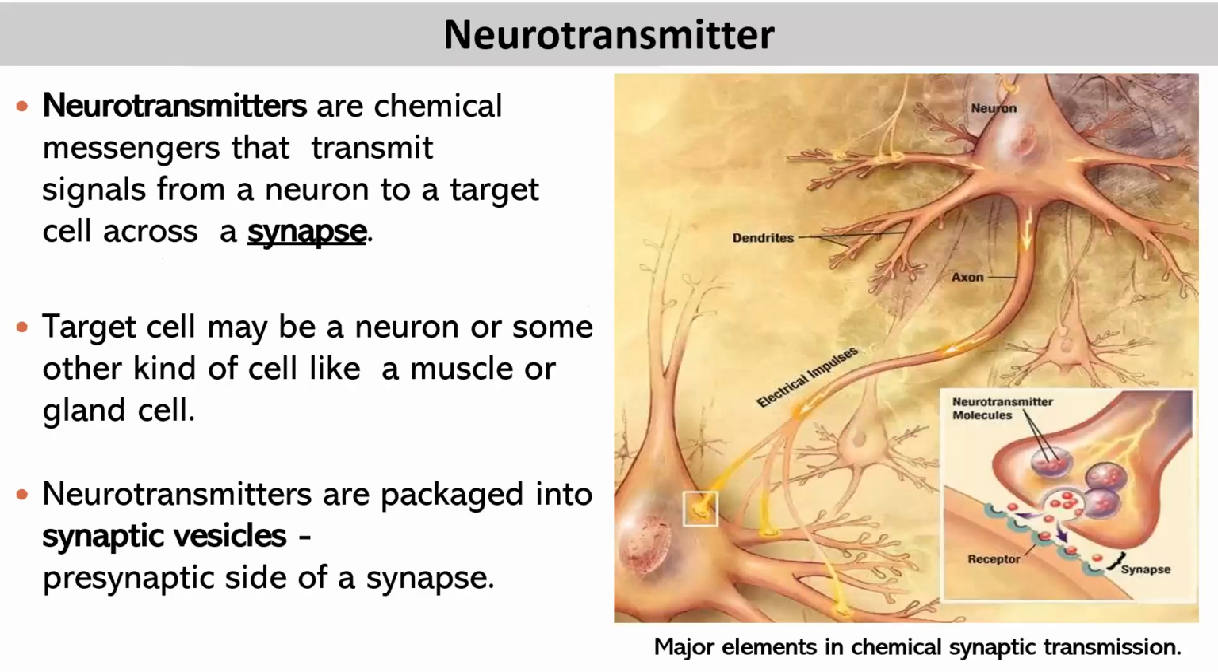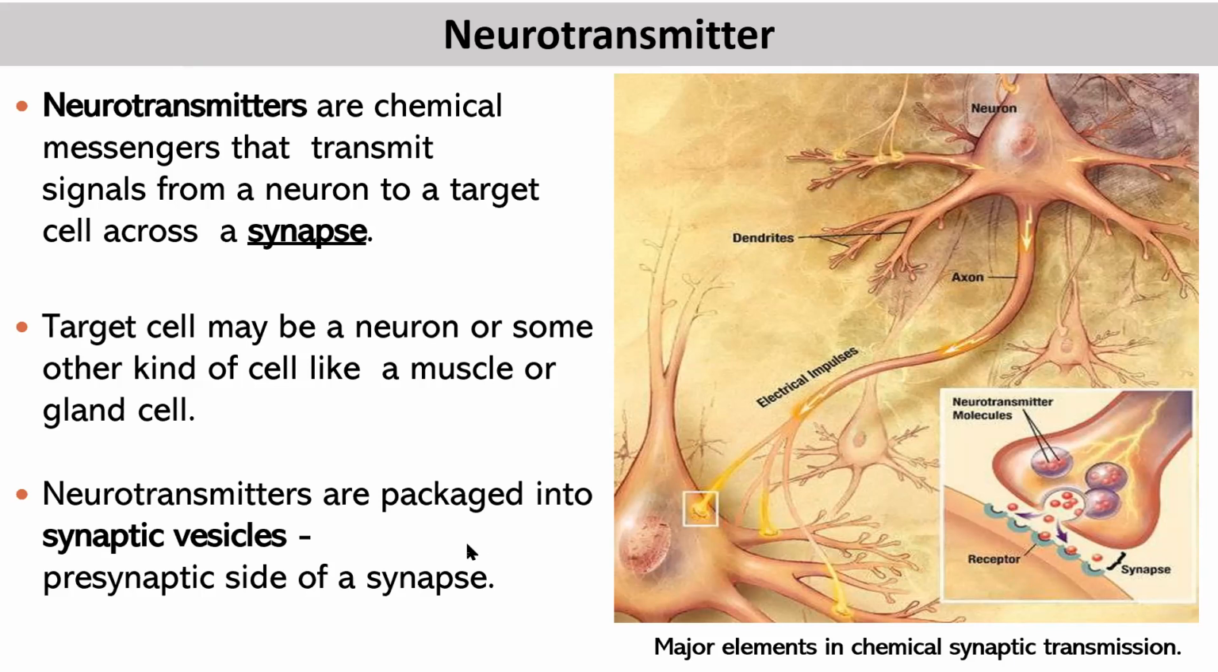Then comes the neurotransmitters. Neurotransmitters are chemical messengers. What they do is they transmit signals from a neuron to a target cell across a synapse. So that's the interesting thing. And you can see the synapse, there's this little gap on the right side of the figure in the inset. So there are neurotransmitters present here, which are released, and they travel across the synapse, which is nothing but a little gap. And they are encountered by the receptor, which can then carry out some action.